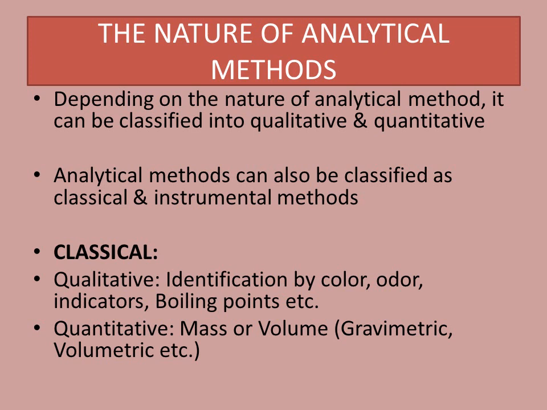Let's see this classification. So first of all, classical methods. So in classical methods, how do we perform the qualitative analysis? It is done by identifying the color, odor, or by the use of indicators, or by measuring the melting points, boiling points, etc. And how is quantitative analysis performed in these classical methods? It may be done by calculating the mass or volume, which makes the basis of gravimetric analysis, volumetric analysis, etc. So this is all about the classical methods.